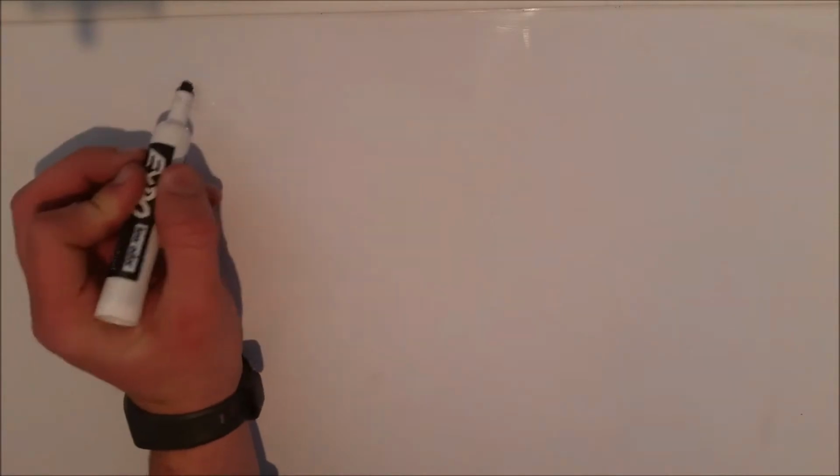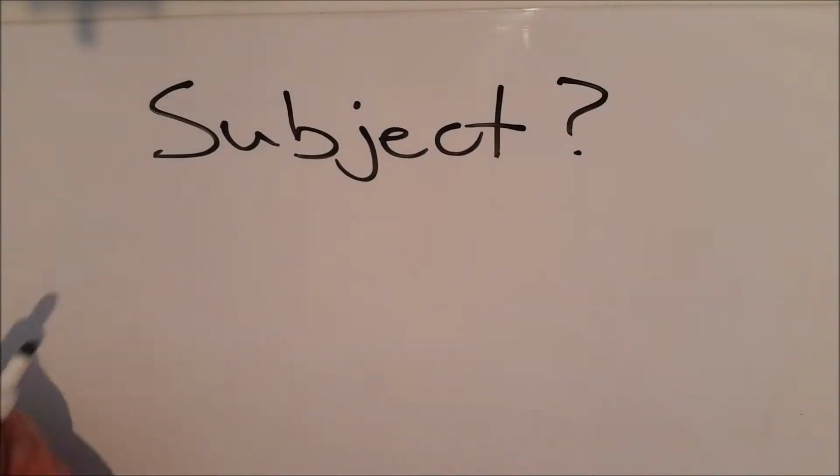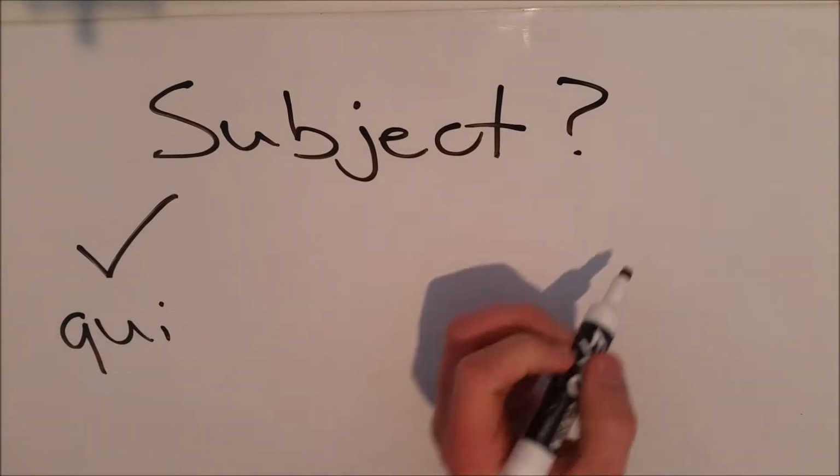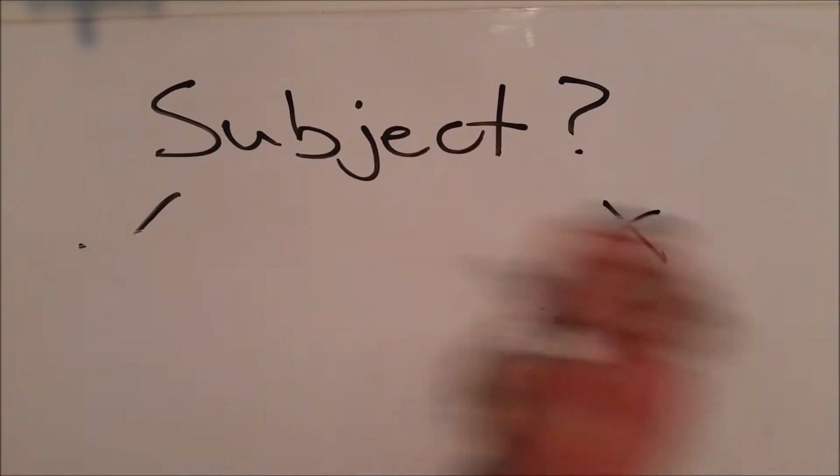Now to get the second part of the question word, you want to ask yourself, is the thing you're asking about the subject of the sentence? If it is, the second part is going to be qui, and if it isn't, the second part is going to be que.